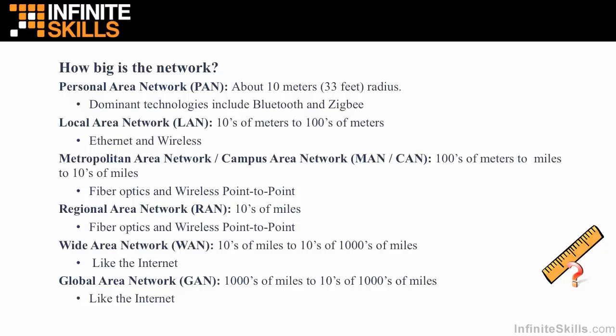At the same time, the internet is also a global area network. So you can have a private corporate wide area network that is not the internet, but it still may be a global area network because it spans the globe. This wide area network and global area network are very similar. However, with some subtle differences, you could have a wide area network that doesn't span the globe, but you can also have a global area network that does span the globe by definition. So these are sizes of networks related to networking technologies and media.